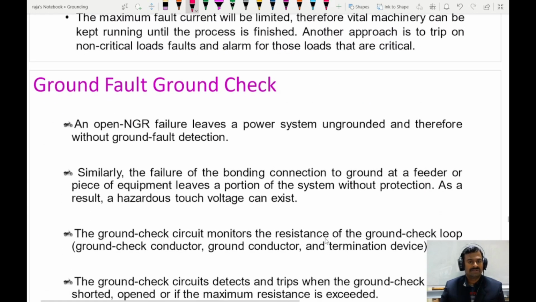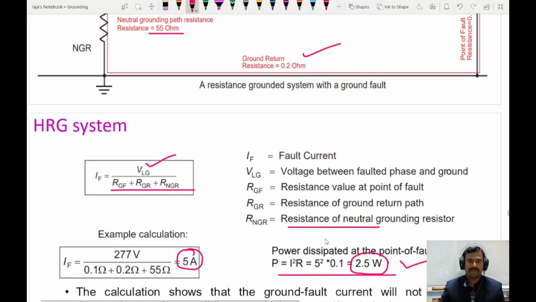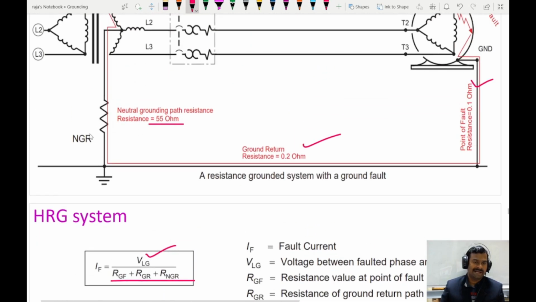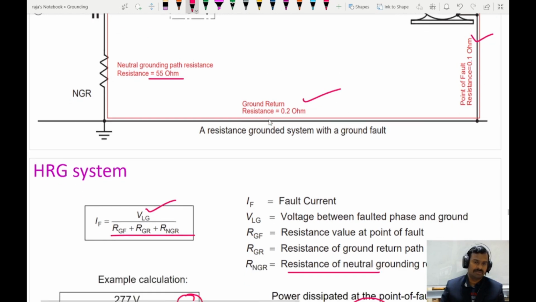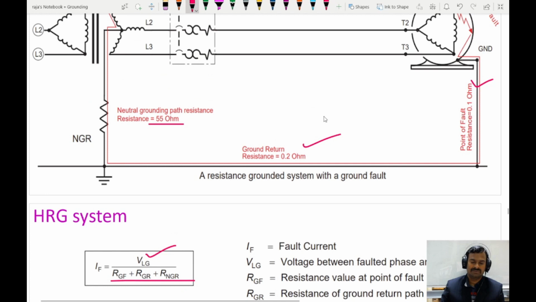And in this system, we need to keep the NGR intact and also the equipment grounding conductor proper, so that the system would function properly. So we have to monitor this NGR resistor, as well as this conductor here. If these two are working properly, that means the earthing will be proper.